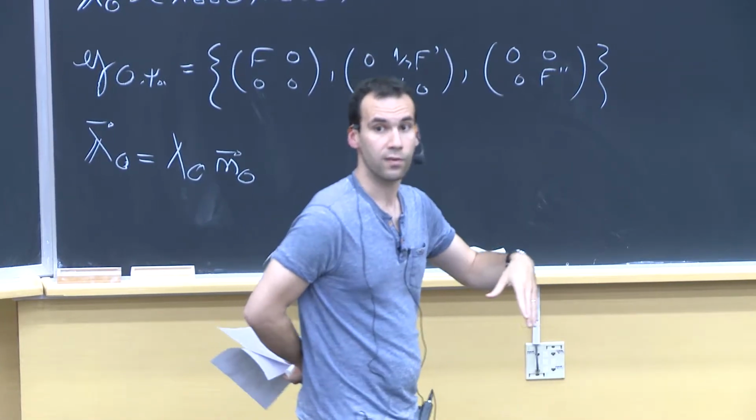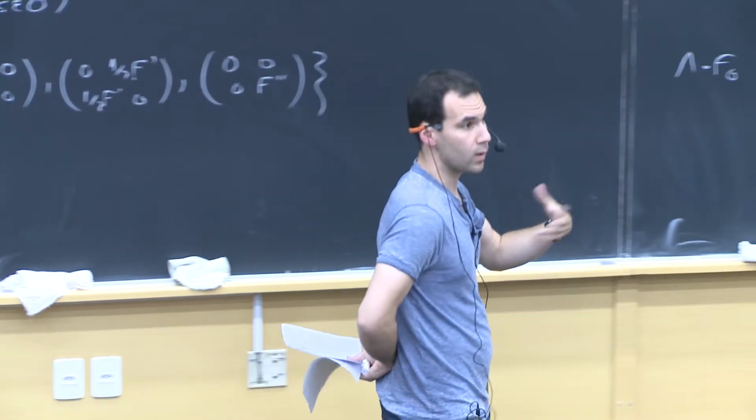So you have fewer conditions on the functional now. You have more degrees of freedom. This is why the bounds can become stronger.